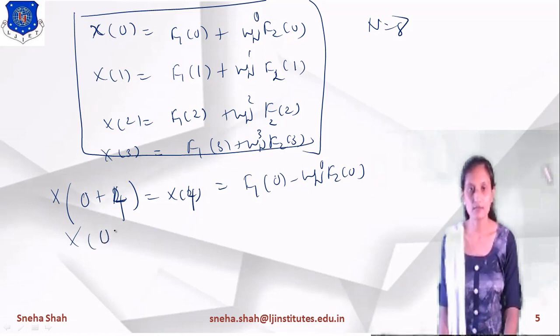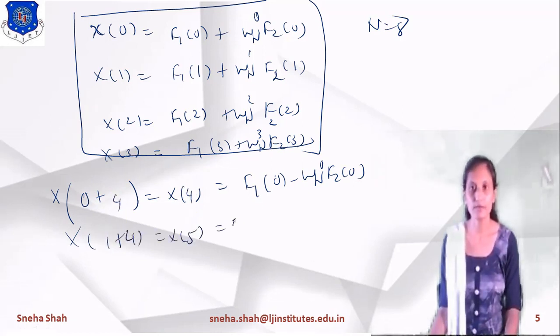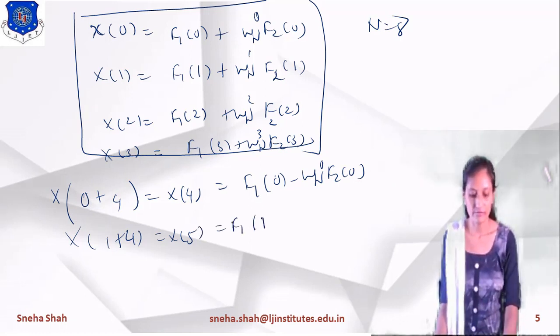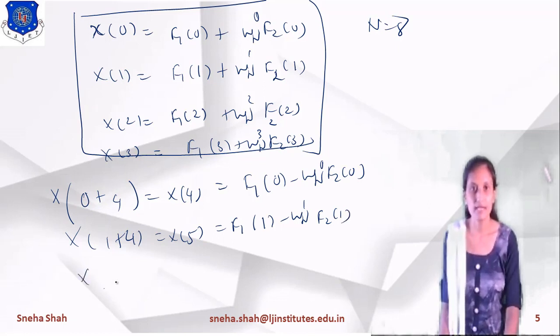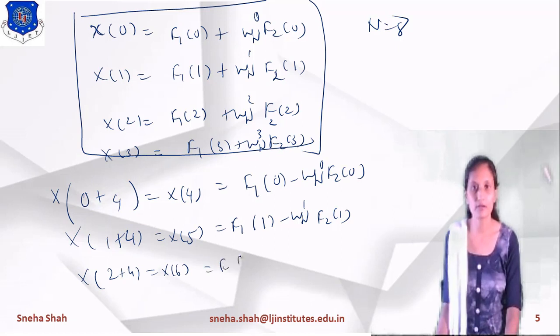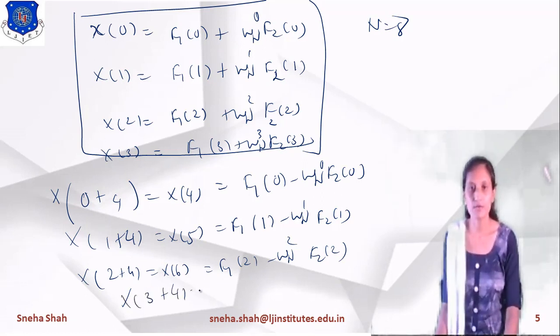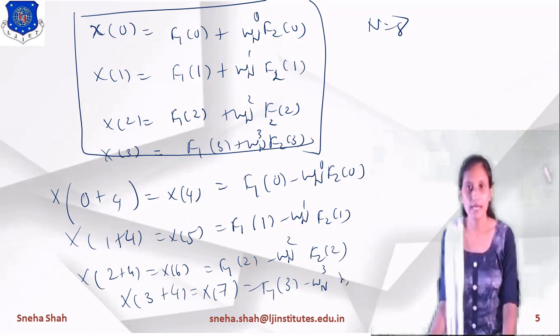Same way 1 plus 4, it will give you X of 5, its value equals to F1 of 1 minus Wn raised to 1 F2 of 1. Same way X of 2 plus 4 means X of 6, its value is F1 of 2 minus Wn raised to 2 F2 of 2. Same way if we are taking 0 to 3, this one is also 0 to 3, then it will give you the answer as X of 7, its value is F1 of 3 minus Wn raised to 3 F2 of 3.